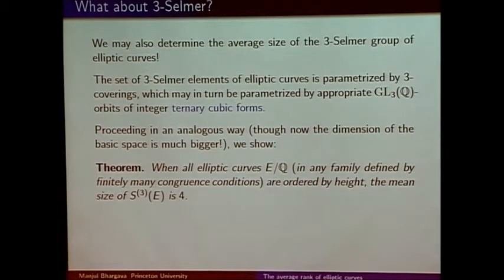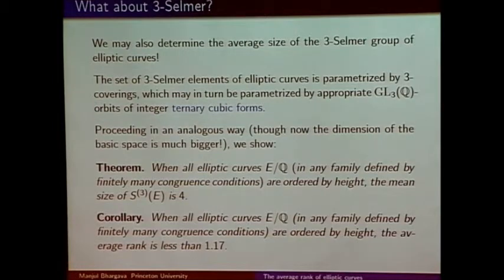And so the worst case scenario here for the rank is that for every 5 threes, you get a 9, something like that. Is that right? Yeah. Every 5 threes, you get a 9. That's kind of the worst case scenario. And so that means for values of the rank, for every 5 ones, you get a 2. And so this shows that the average rank of elliptic curves when ordered by height is less than 1 1/6.